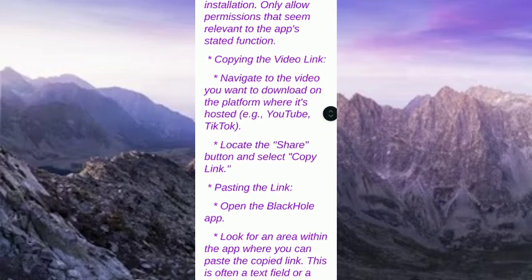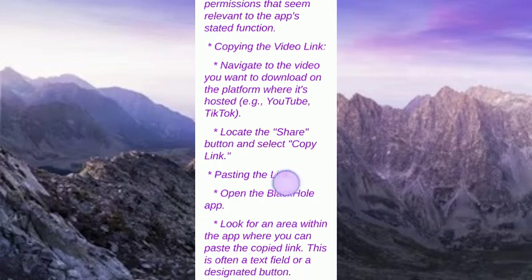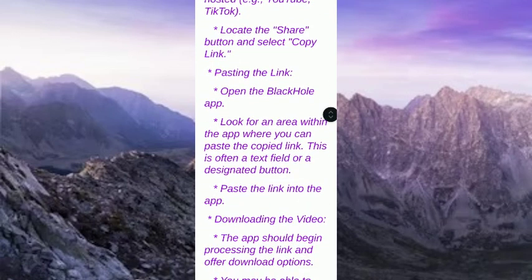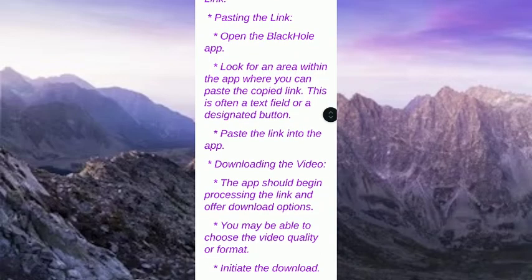Next, you have to navigate to the video you want to download on the platform where it is hosted. It could be YouTube or TikTok. Then locate the share button and select copy link. Then open the Blackhole app. Look for an area within the app where you can paste the copied link. This is often a text field or a designated button. Then paste the link into the app.